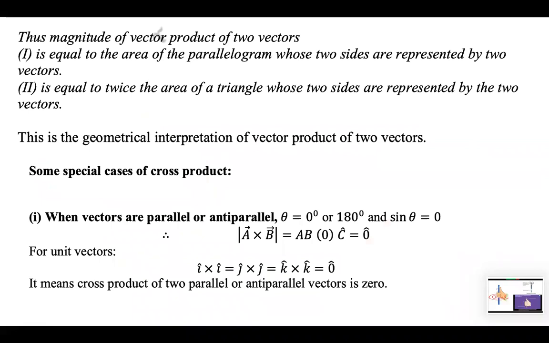So magnitude of vector product of two vectors. The magnitude of the vector product of two vectors is equal to the area of a parallelogram whose two sides are represented by the two vectors. And also it is equal to twice the area of a triangle whose two sides are represented by the two vectors, right? So for example, let's say this is vector A and this is your vector B.